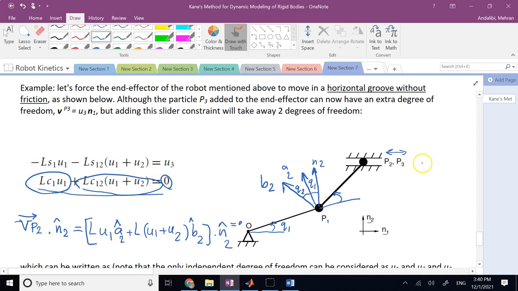The other constraint is, now if you call the generalized speed associated with this horizontal motion U3. Remember, you had U1, which was Q1 dot. You had U2, which was Q2 dot. And now, if you call this horizontal motion maybe Q3, then U3 is going to be Q3 dot.